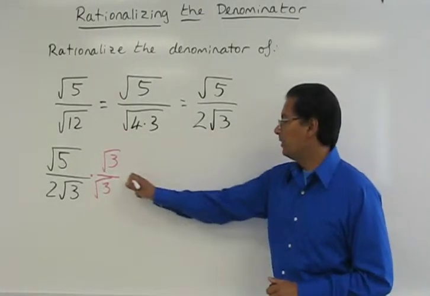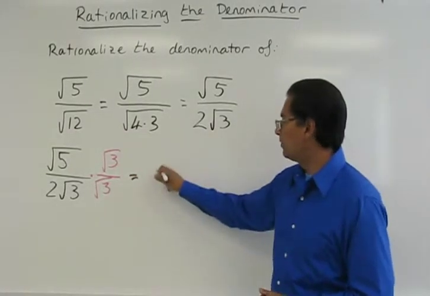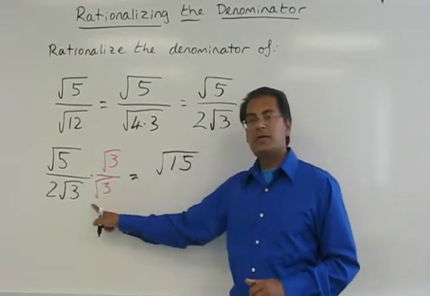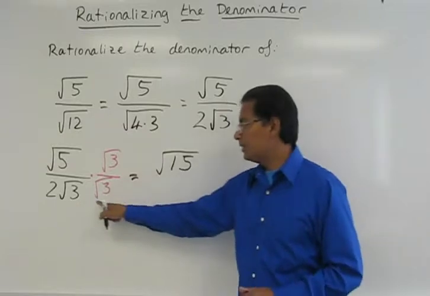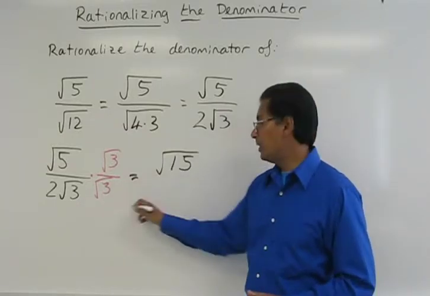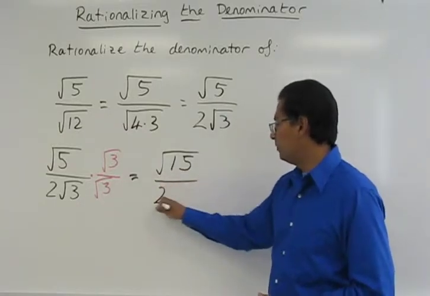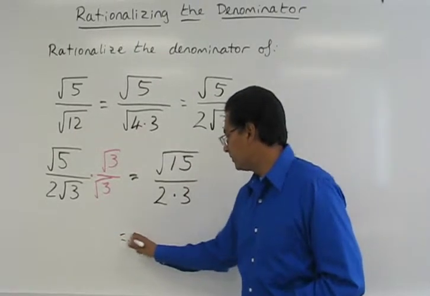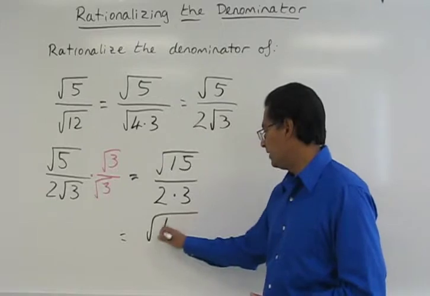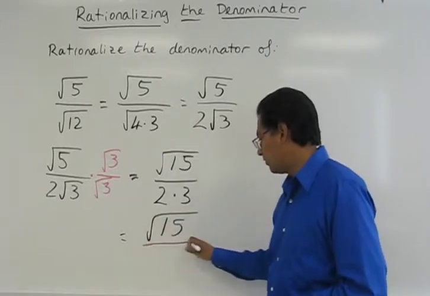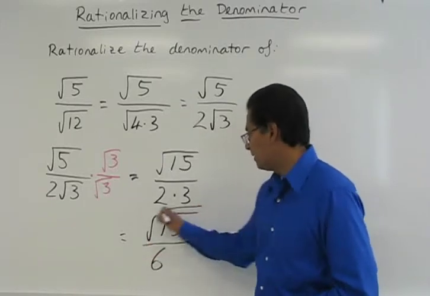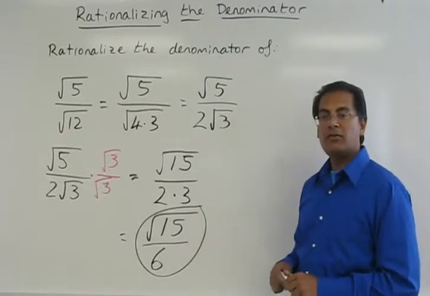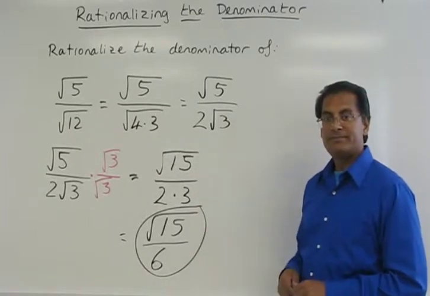So root 5 times root 3 becomes the square root of 15. And 2 root 3 times root 3, well, root 3 times root 3 gives me 3. So we'll have 2 times 3. And then that simplifies further to the square root of 15 over 2 times 3 is 6. And so there's our final answer, and the denominator is now a rational number, 6.